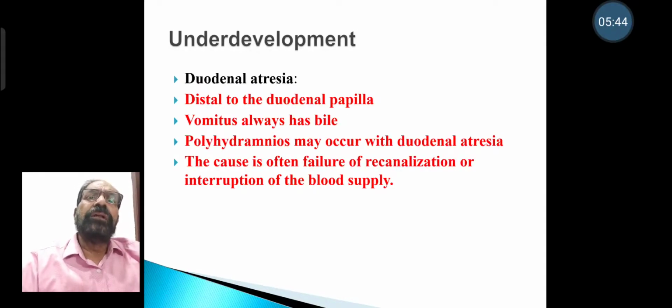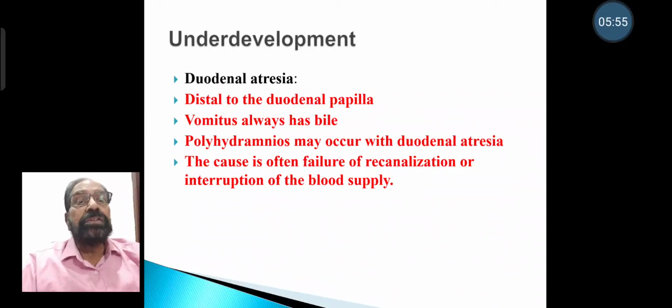Then we have duodenal atresia, that is distal to the duodenal papilla. In this condition, vomitus always has bile. Polyhydramnios may occur with duodenal atresia. The cause is often failure of recanalization or interruption of the blood supply.